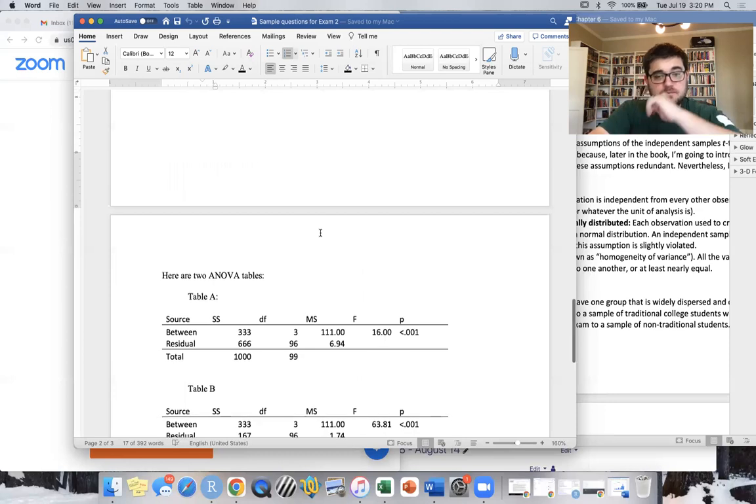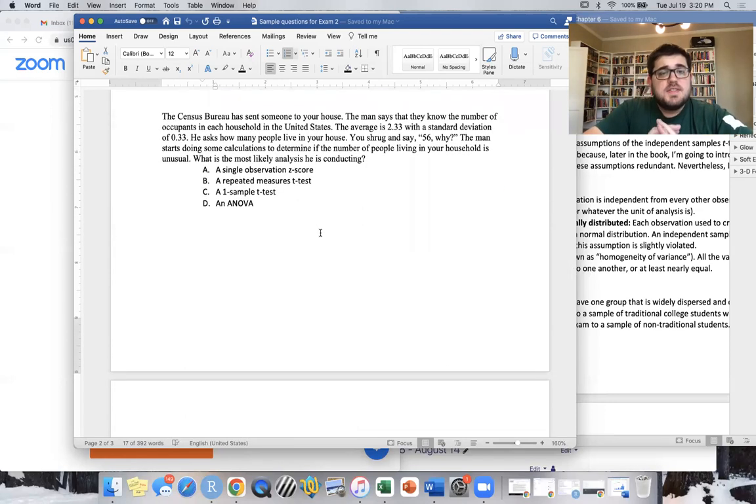Got two more. The Census Bureau has sent someone to your house. The man says that they know the number of occupants in each household in the United States. The average is 2.33 with a standard deviation of 0.33. So that means that they know the population mean and the population standard deviation. The population average number of people in the house for all households in the US is 2.33 people and 0.33 standard deviation.